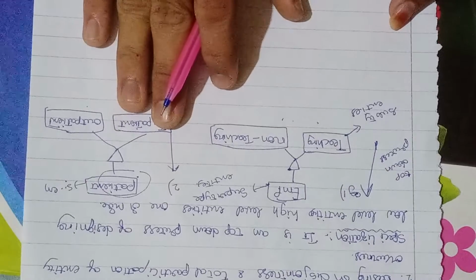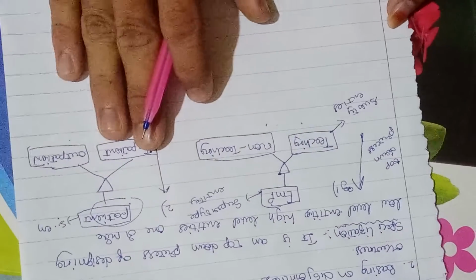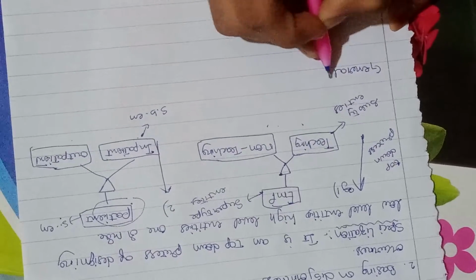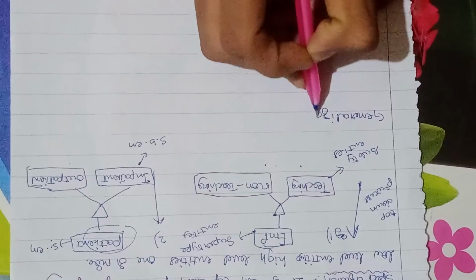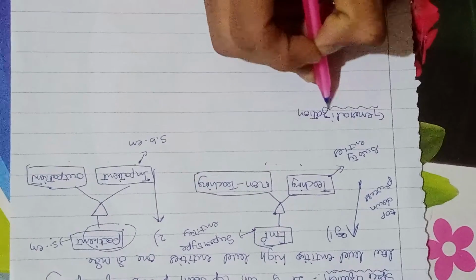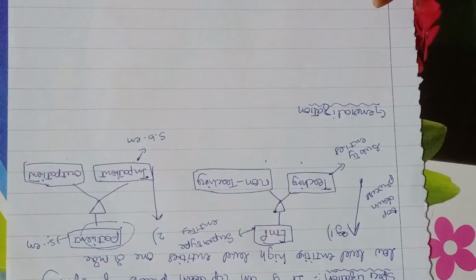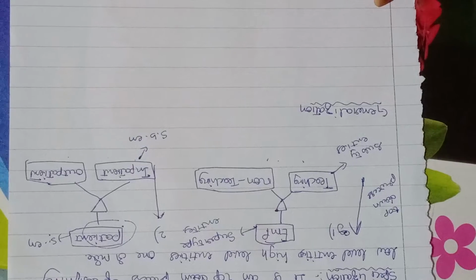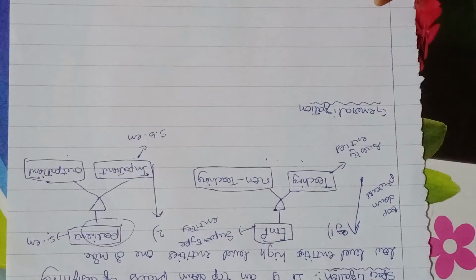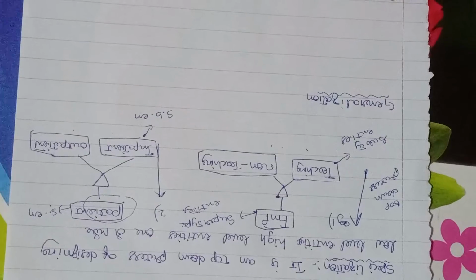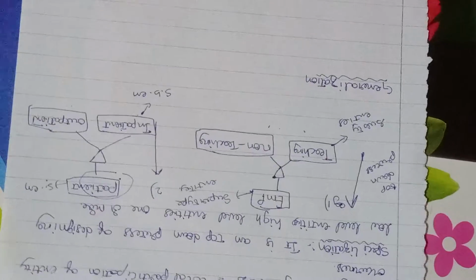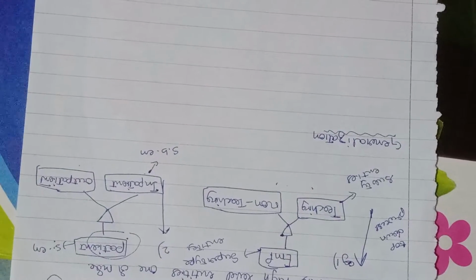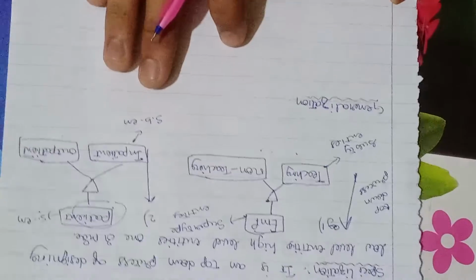Now we can see generalization. What is generalization? It is a bottom-up process of deriving high-level entities, meaning supertype entities, from low-level entities, meaning subtype entities. It is the opposite of specialization. All the common attributes of subtype entities are represented in the supertype entity.